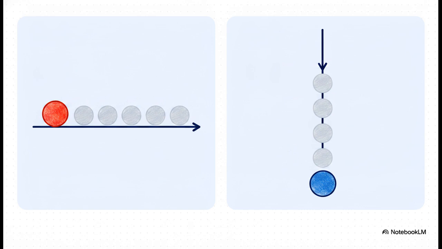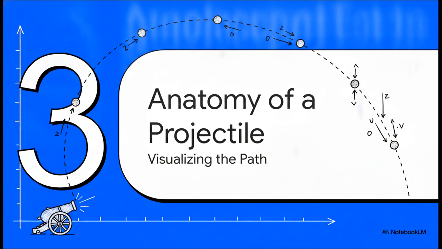But on the vertical side, things are a bit more dramatic. The object is in freefall motion, meaning it's experiencing constant acceleration due to gravity, acting downwards at exactly 9.8 meters per second squared. So we have one object, yet 2 totally different mathematical realities happening simultaneously. Moving on to Section 3, Anatomy of a Projectile, Visualizing the Path. Let's see what this independent motion actually looks like when we put it together.